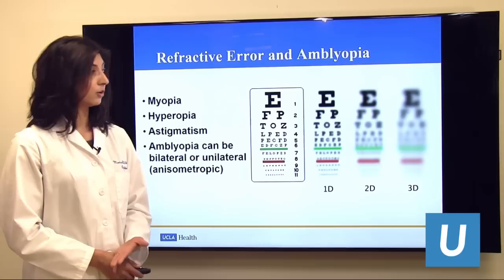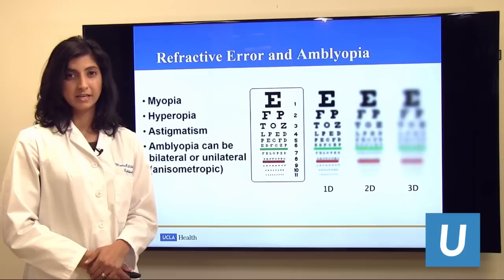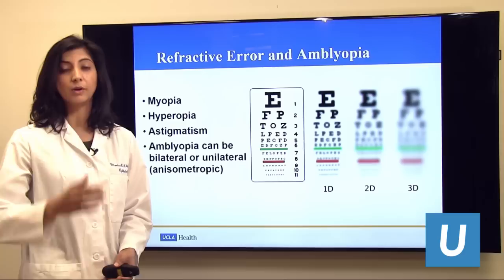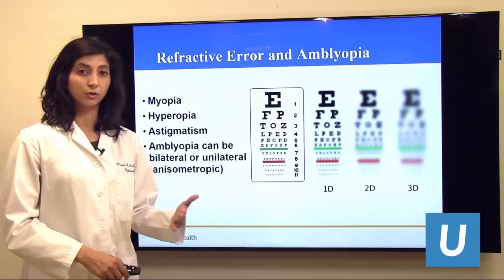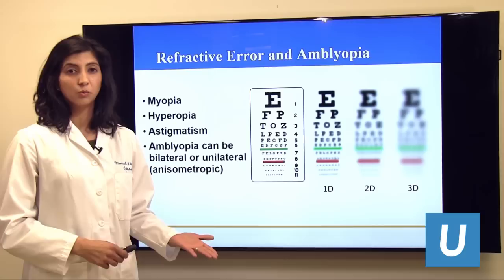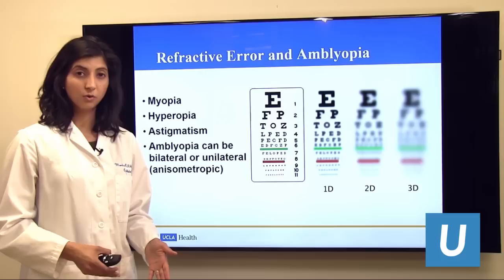Now, there are different types of refractive error that we look for. One is myopia, which is nearsightedness, hyperopia, which is farsightedness, and astigmatism. Astigmatism refers to the eye that's not perfectly round, the eye that's oval, for example, like a football, and that can cause visual distortions. Now, again, amblyopia, particularly refractive amblyopia, can be either unilateral or bilateral. In the cases where you have unilateral refractive amblyopia, we term that anisometropic amblyopia. And that's where there's a big difference in refractive error between the two eyes, and the brain selectively chooses to ignore the eye that has a higher refractive error.